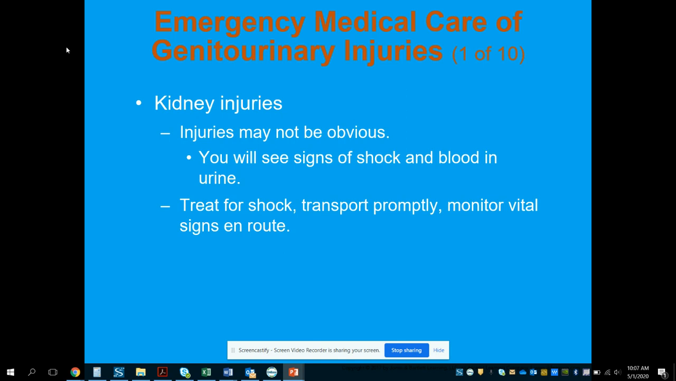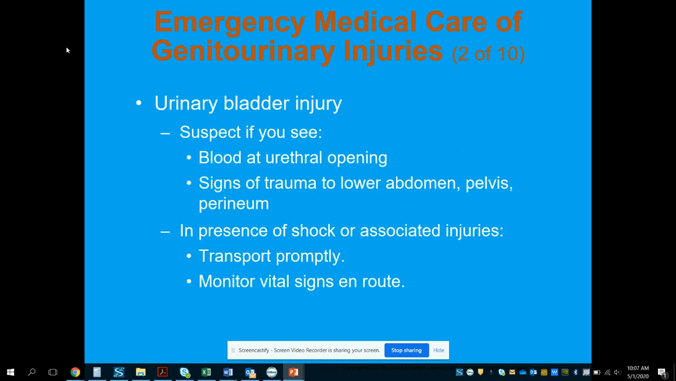If the patient has a kidney injury, it may not be obvious until we see signs of shock or blood in the urine. So we're going to transport promptly to an appropriate facility and continue monitoring vital signs.